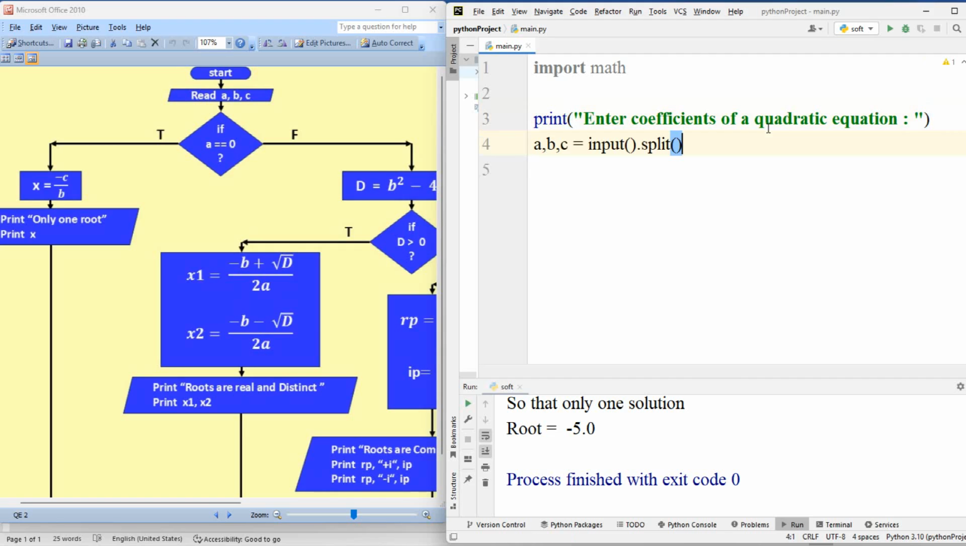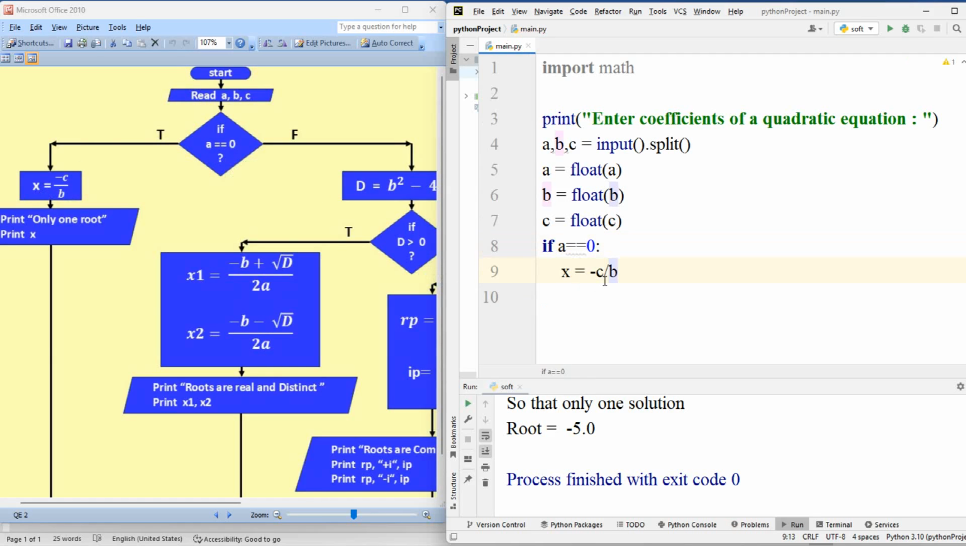What is the next step? We have to read the values of a, b and c through the input function. Python reads the data from the user in string format. That's what we have to split using the split function, then convert into float using the typecast method. After that, next step is we have to check whether the value of a is equal to 0 or not. If a is equal to 0, you can see here in the flowchart, if it is true, then we have to find the value of x using this expression. So x is equal to minus c by b.